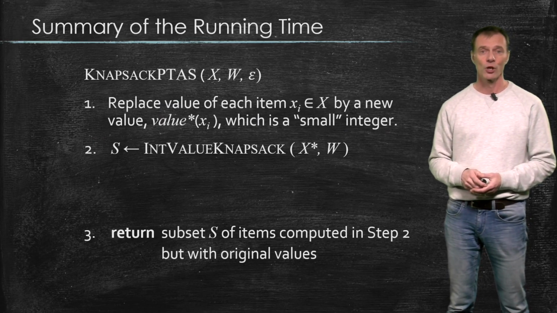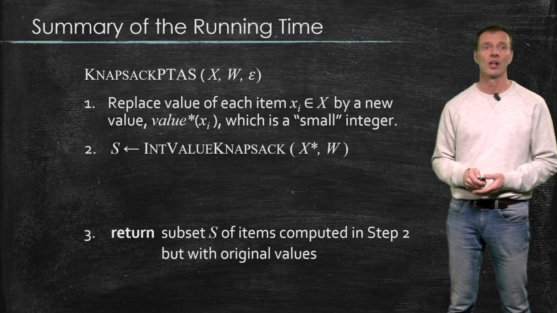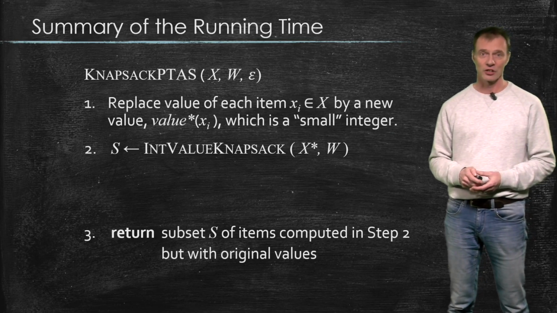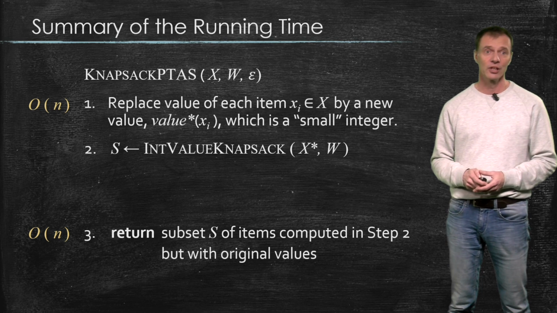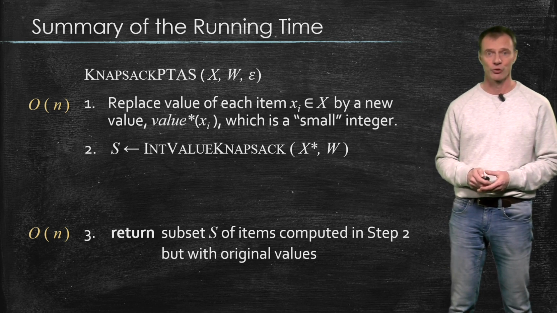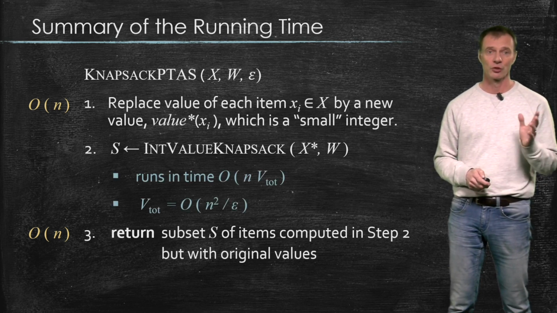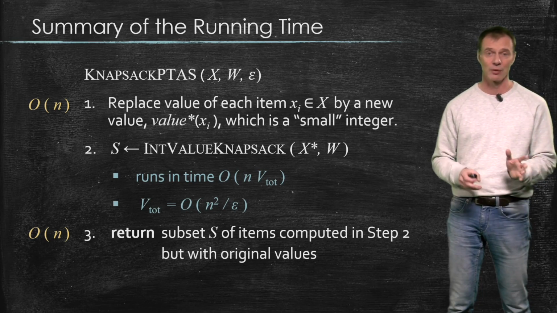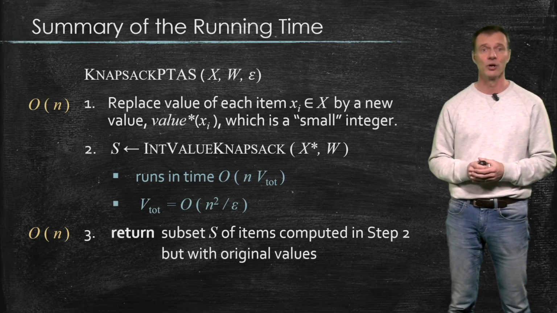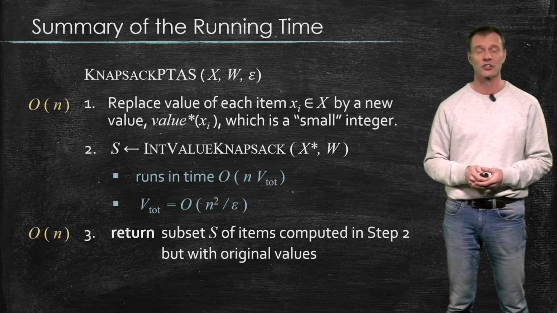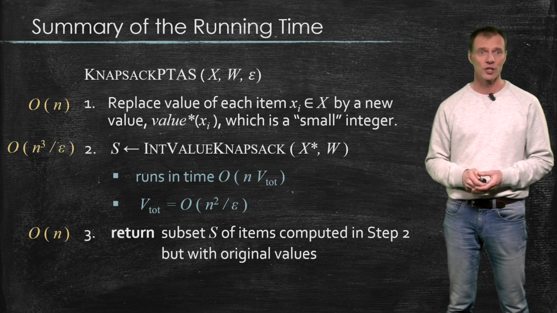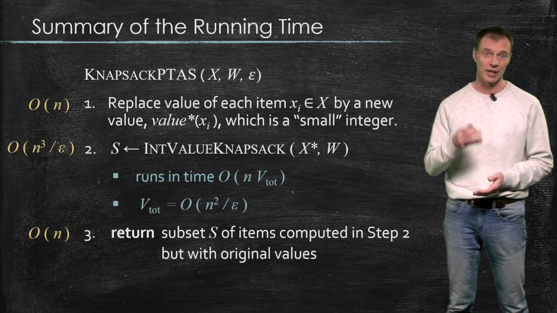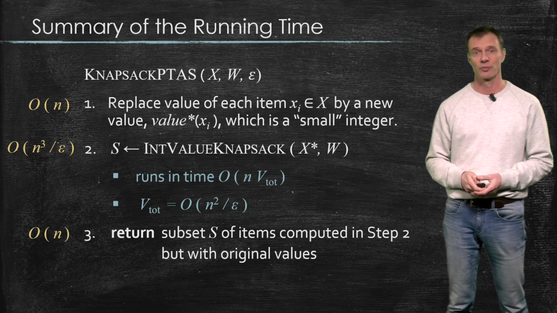Okay, so what do we have in step 2? Well, in step 2, the running time is, as we just analyzed, but in steps 1 and 3, it was O of n. So for step 2, we saw that the running time was n times the total value, and the total value was n squared divided by epsilon. So in total, step 2 is going to run in n cubed divided by epsilon.